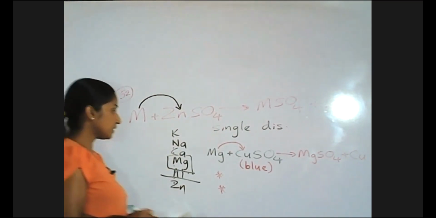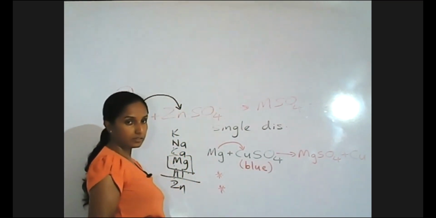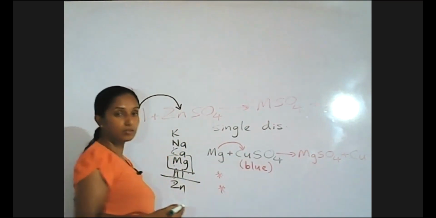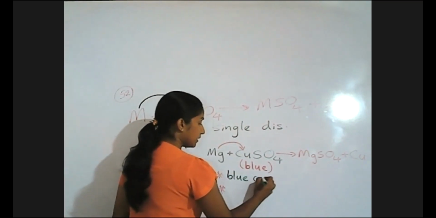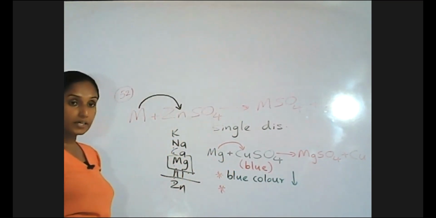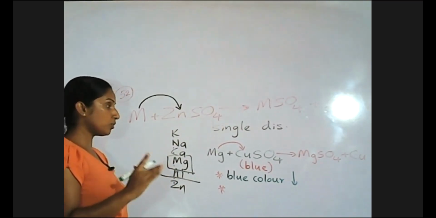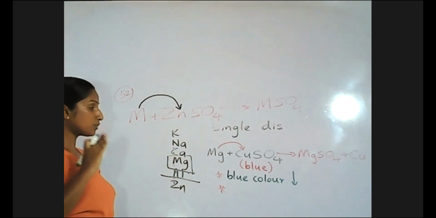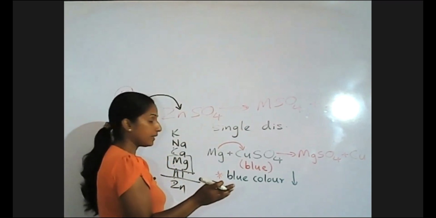I told you that copper sulfate is blue in color. So when we add more and more magnesium to the copper sulfate solution, the blue color reduces. The very correct answer is: the blue color of the copper sulfate solution gradually decreases. That is one observation.